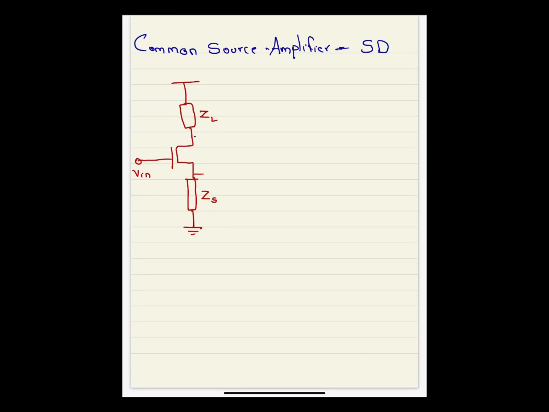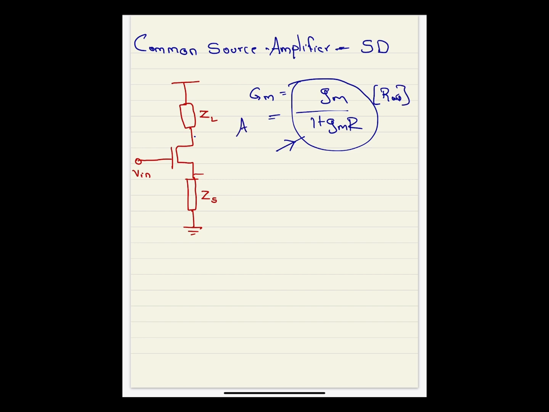Hi. Today's topic of discussion will be a common source amplifier with a source degeneration circuit. Whenever we get this type of circuit, we directly write the modified Gm as Gm divided by 1 plus GmRs, and we intuitively say that we'll get this kind of result and multiply with whatever Rout we have. So that will give you the gain Av.